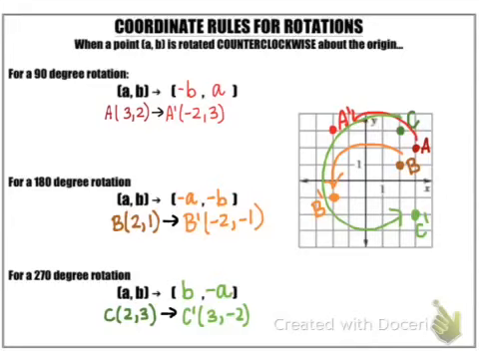Quadrant 1 rotates all the way around, almost a full circle, to quadrant 4. Just to give you a visual of how the degree of the rotation determines where your point, shape, or segment will end up.